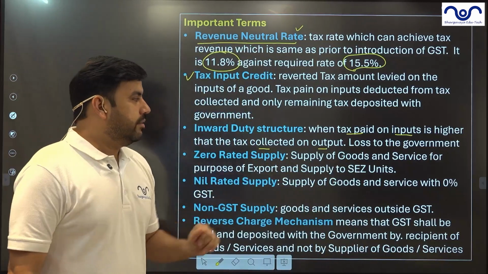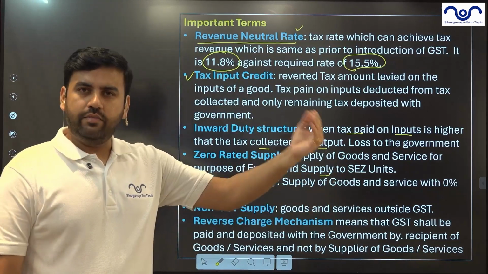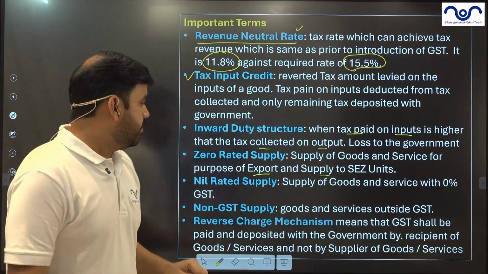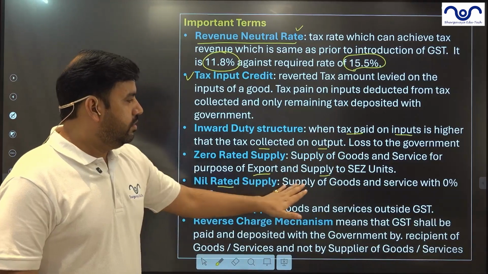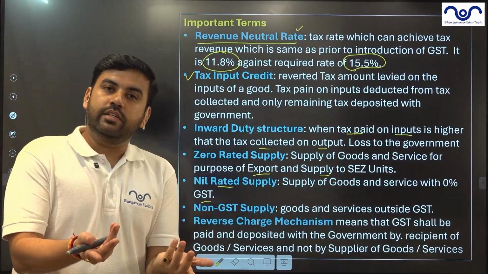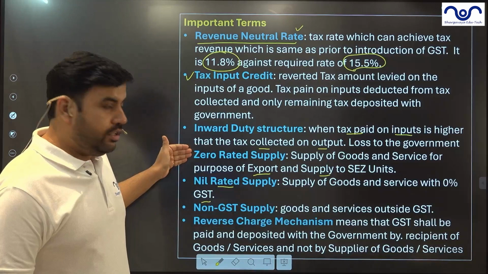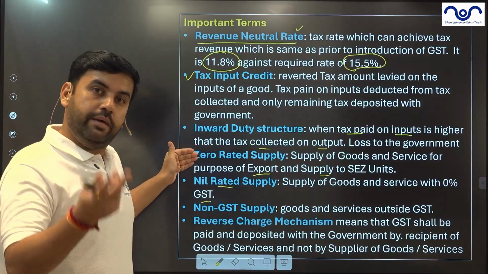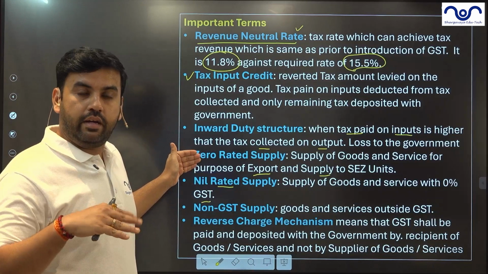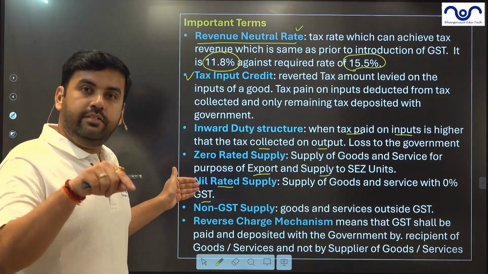Then zero rated supply. Zero rated supplies are the ones related to exports. So whatever I have paid as GST, I will get back. Zero taxes. Nil rated supply: goods and services with zero GST. The difference between the two is that in the first one, I am paying something, maybe 5%, 12%, whatever, but I am getting it back, a 100% return. But here, I am not even paying anything. Here, it is zero.